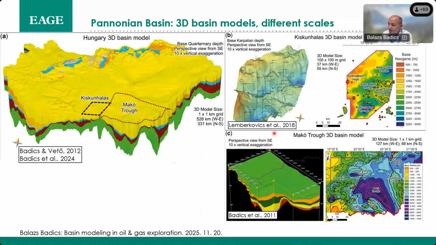And again, in the years before, we published with, for example, Viktor Lemberkovics, who is also on this call, a nice 3D model from the Kiskunhalas part. It's a much smaller model, but much higher resolution, with 100 by 100 meter grids. And also before about the Mako trough, that's in 2011, focusing on the shale gas and shale oil potential. So that has been reused and rebuilt, and basically the 2014 model covers the whole country. And a lot of details can be found in this article.